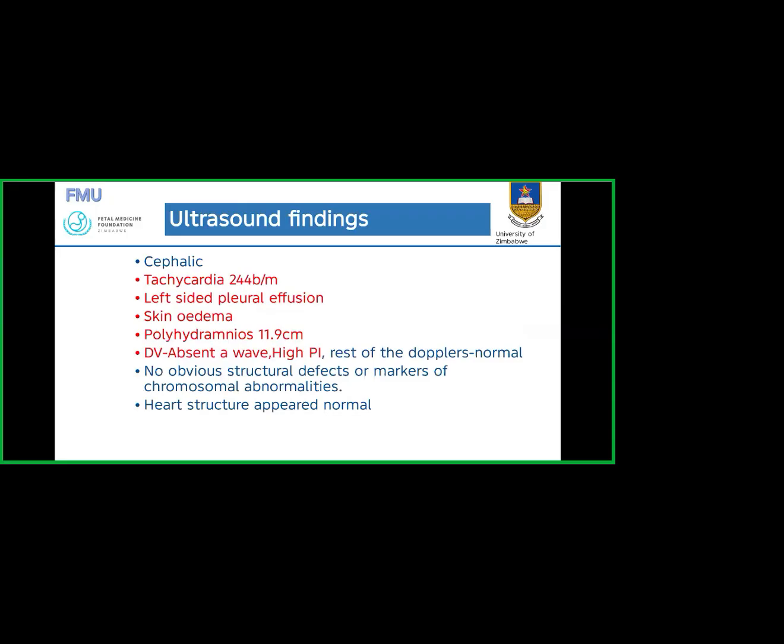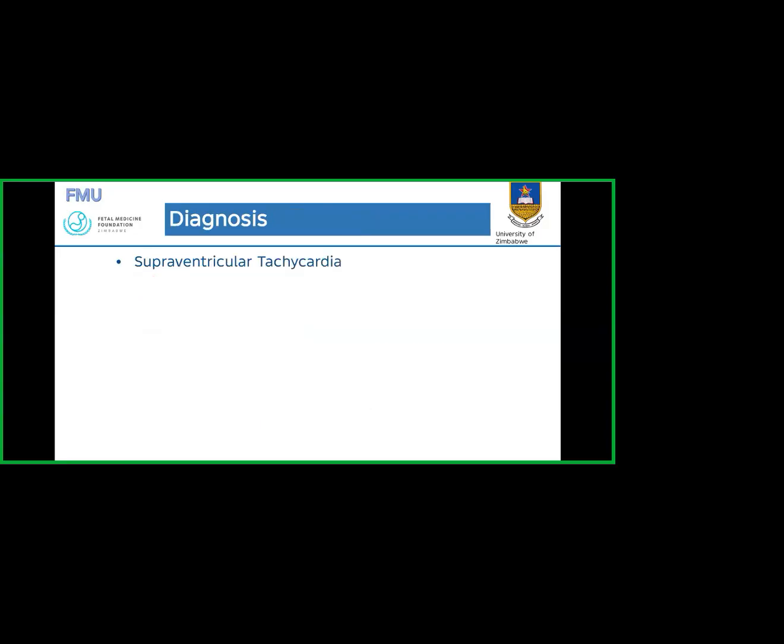On the ultrasound findings, the fetus was cephalic with a tachycardia of 244 beats per minute. Left-sided pleural effusion was noted. Skin edema, polyhydramnios of 11.9 centimeters. On examination of the ductus venosus, the a-wave was absent and it had a high PI. The rest of the Dopplers were normal. No obvious structural defects or markers of chromosomal abnormalities were noted. The heart structure appeared normal overall. A diagnosis of supraventricular tachycardia was made.